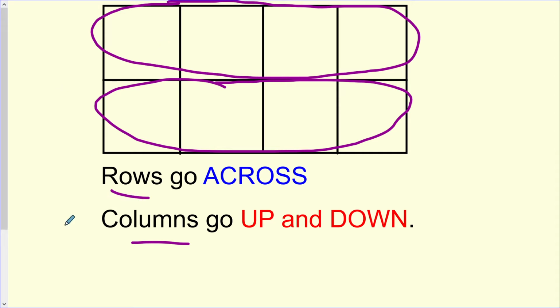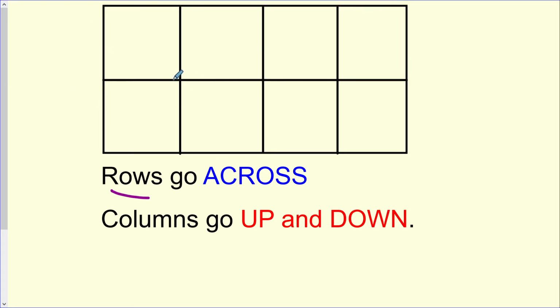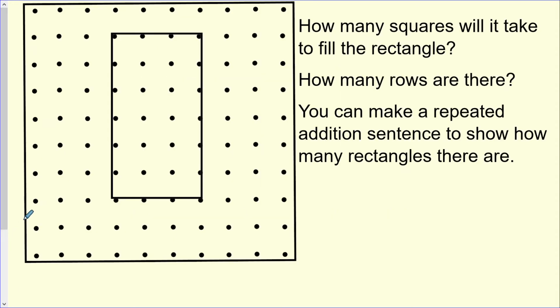So when I look at this rectangle again, I have this row and this row. How many rows do I have? 2 rows, this one and this one. Talking about columns, remember those go up and down. So when I'm talking about columns, I have this one, 1, 2, 3, 4 columns. I have 2 rows with 4 squares in them. I have 4 columns with 2 squares in each column.